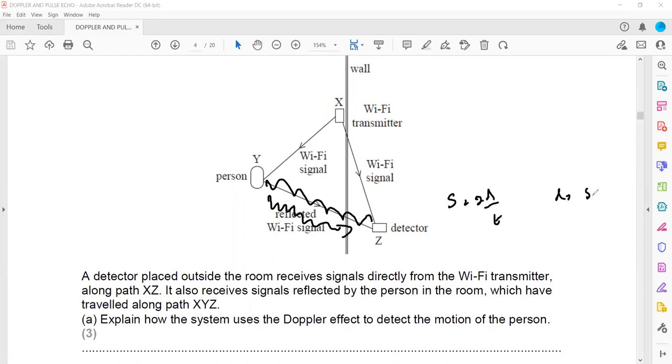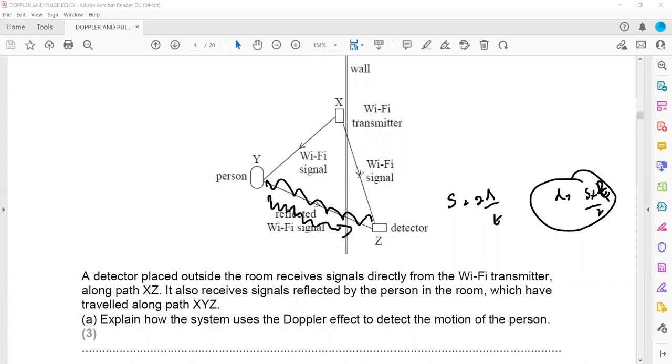So distance will be speed multiplied by time divided by 2. We can get the distance. So the pulse echo technique can work for a moving object as well as a stationary object. If this object is moving, the distance of the object at a particular moment of time can be determined using pulse echo. But the Doppler effect can only work with a change.